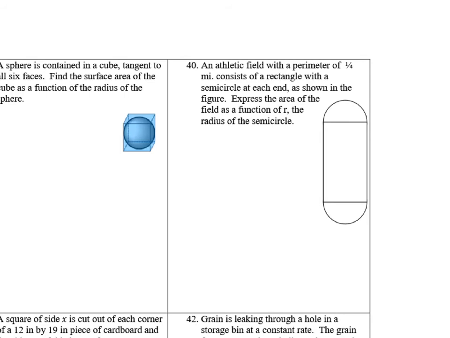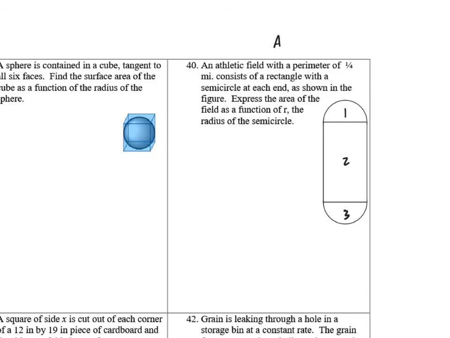All right, here we are, last slide. I'd like to do problem 40, followed by problem 41. So here we've got an athletic field, kind of that track-looking field, with a perimeter of 1/4 of a mile, consisting of a rectangle with a semicircle at each end, as shown in the figure. Express the area of the field as a function of r. First, let's think about the area. I'm going to split this area into 3 spaces. The area represented by the 1 and the 3 actually represent a circle if you combine them.